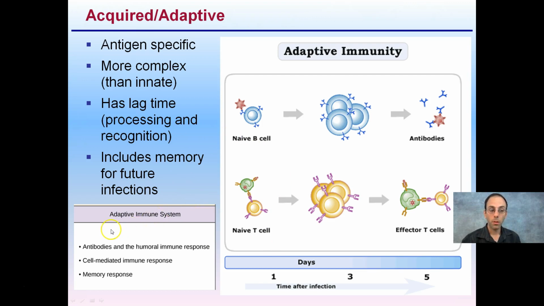The adaptive immune system has antibodies, cell-mediated immune response, and memory response. Both of these are very important components of the immune system. Some you're born with, and some you acquire and build up over time.